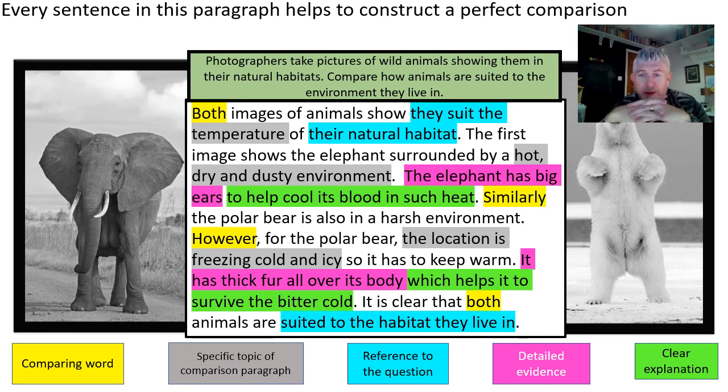In pink, I have got evidence from the photographs. For the elephant, I've referenced the big ears, and for the polar bear, I've referenced thick fur. After each piece of evidence, I've followed that up with an explanation of what that particular feature does. So the ears keep the elephant's blood cool, and the fur helps the polar bear survive in the bitter cold. So that paragraph on comparison has got everything in it that makes it successful and useful.